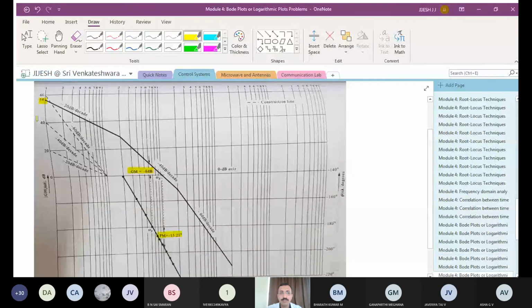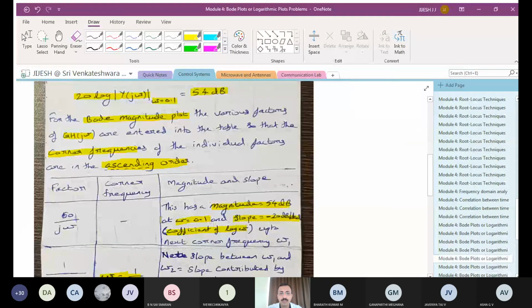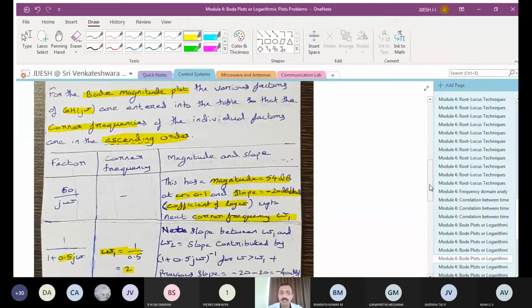Till this I will take you to that figure. See here, you start with 54 and the slope will be minus 20 dB per decade, till where it has to end. So how to get this point? It is through finding out the corner frequency, or next corner frequency, that is omega 1. So what is the next corner frequency? That is 1 divided by 0.5, you will get it as 2.